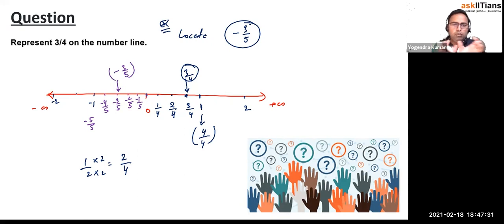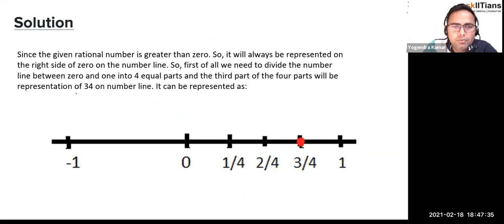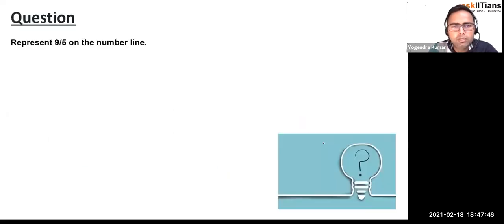Like this, you need to equally divide to understand the proper location of the number which we want, right? So you can see this example, right? Exactly, you can read this out. I hope it will be clear. This is the location we got of 3 by 4. So 0 and 1 are divided into equal parts, right? Now 9 by 5 we need to represent on the number line, right? 9 divided by 5. So now let's do it.